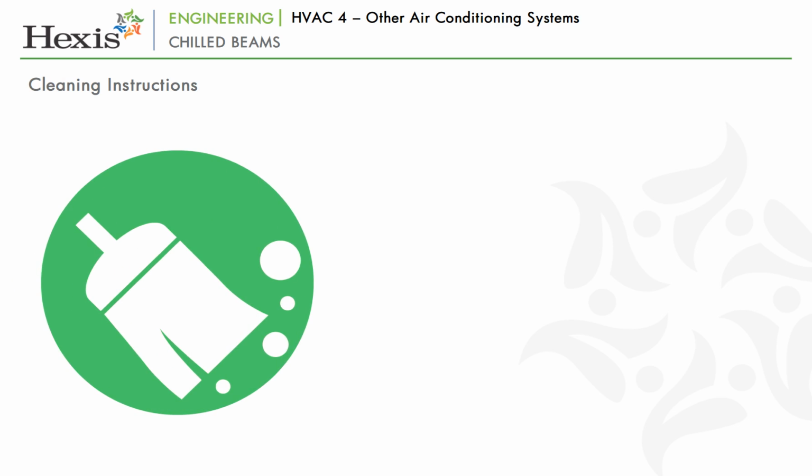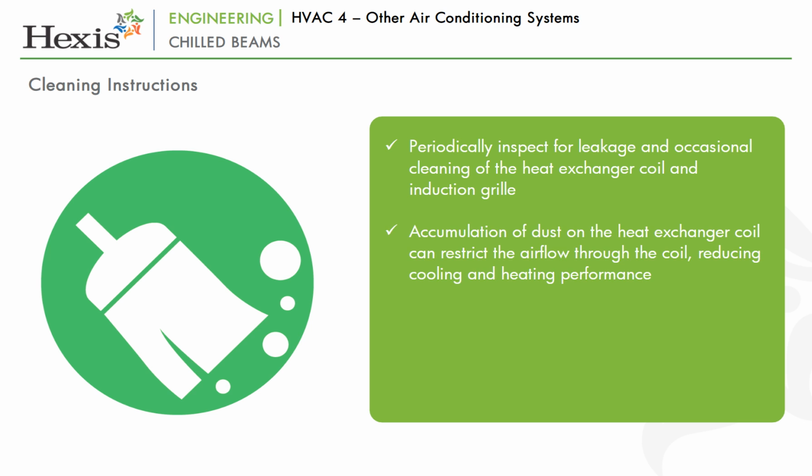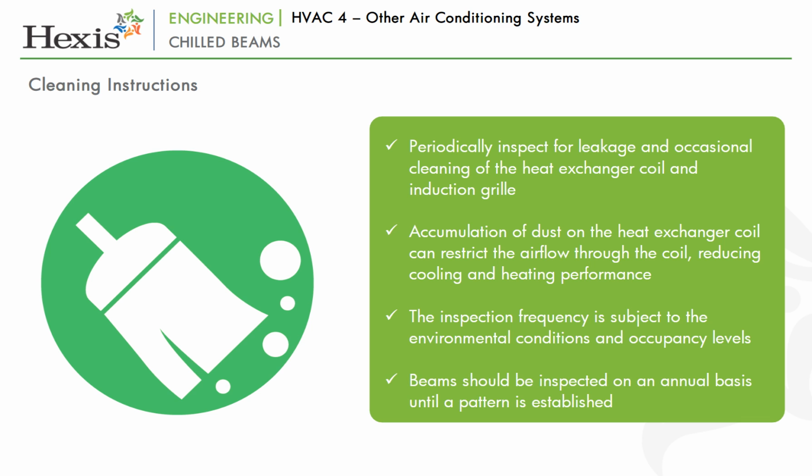Now we will have a look at cleaning instructions. The chill beam unit contains no moving or consumable parts. Therefore, the maintenance requirements are limited to periodic inspection for leakage and occasional cleaning of the heat exchanger coil and induction grill. The accumulation of dust on the heat exchanger coil can eventually restrict the airflow through the coil, reducing cooling and heating performance. The inspection frequency is subject to the environmental conditions and occupancy levels. For example, environments where bed linen is in use will require more frequent cleaning than office environments. It is recommended that the beams be inspected on an annual basis until a pattern is established.